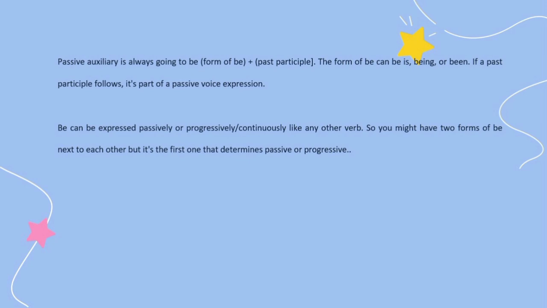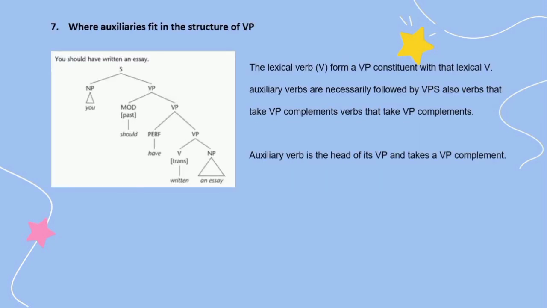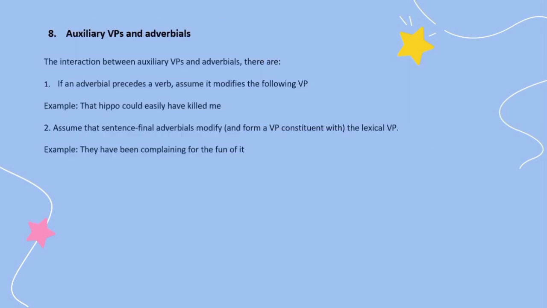The 7th is where auxiliaries fit in the structure of the VP. The lexical verb forms a VP constituent with its complement. Auxiliary verbs are necessarily followed by a VP; they are verbs that take a VP complement. An auxiliary verb is the head of its VP and takes a VP complement. The 8th is auxiliary, VP, and adverb.